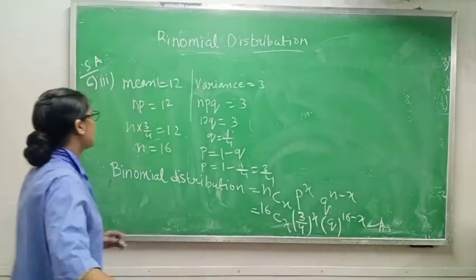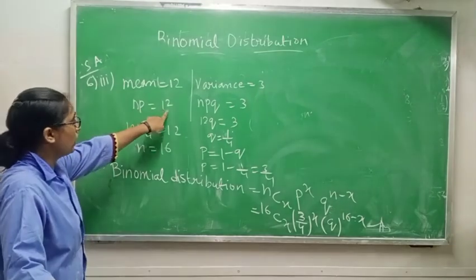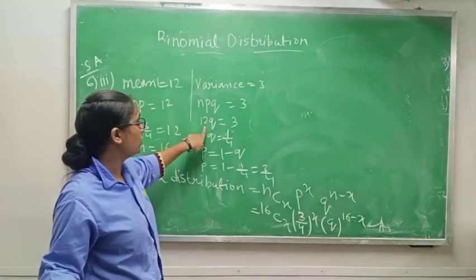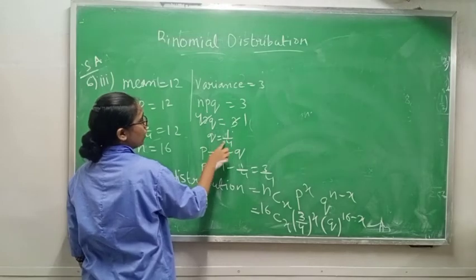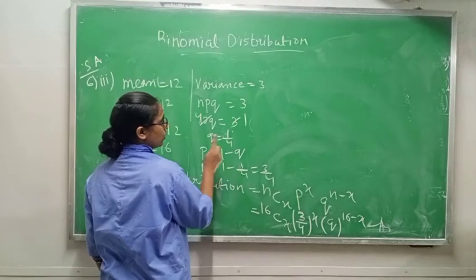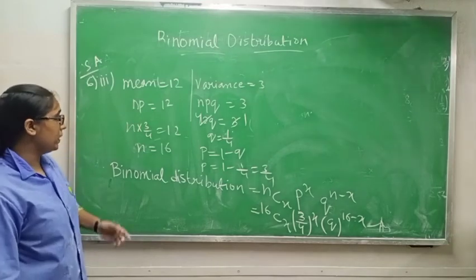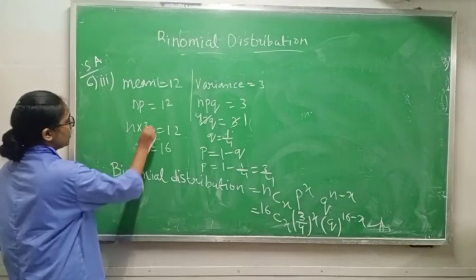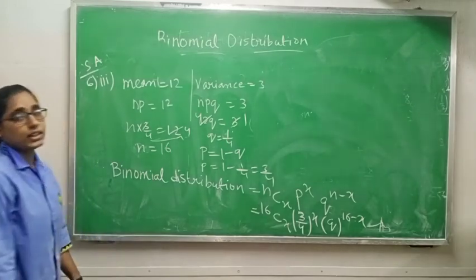Two things are given: mean equals 12, variance equals 3. So np is given as 12, npq is given as 3. Now in place of np I am writing 12. You can see 3 ones are 3, 3 fours are 12, so this 4 goes down and you get q equals 1 by 4. P equals 1 minus q, 1 minus 1 by 4, so you get 3 by 4. Now put this p value in np, 3 by 4. 3 ones are 3, 3 fours are 12, this 4 goes there, 4 fours are 16. So you get n equals 16.